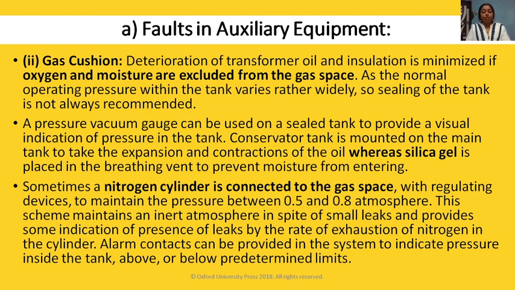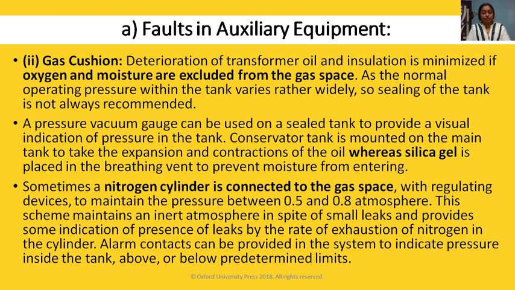You have seen, if you visited the substation, the conservator tank is mounted on the main tank to take the expansion and contraction of the oil, whereas silica gel is placed in the breathing vent to prevent moisture from entering. If the color of that silica gel changes, then definitely we have to replace that silica gel and remove the moisture from the gas cushion. The color change is an indication that moisture is present in the transformer tank.